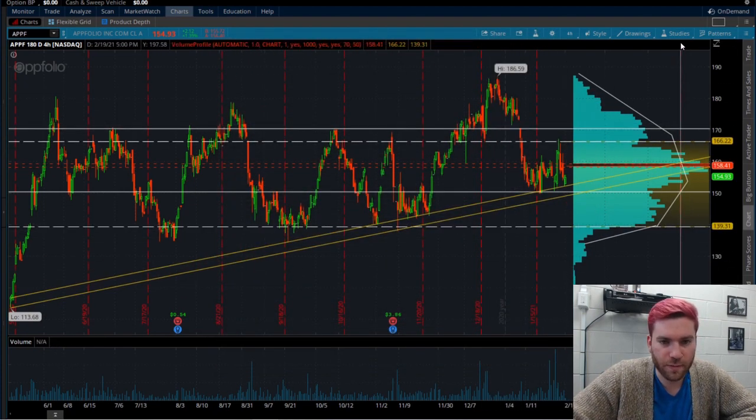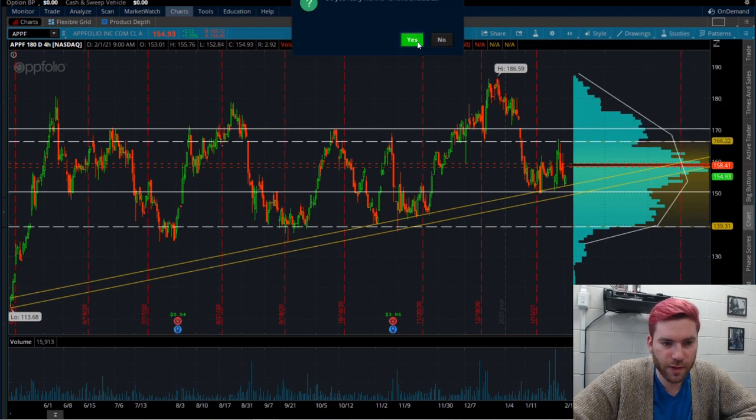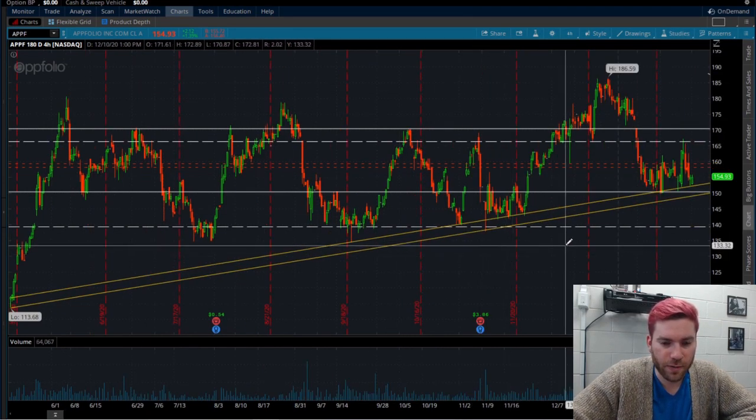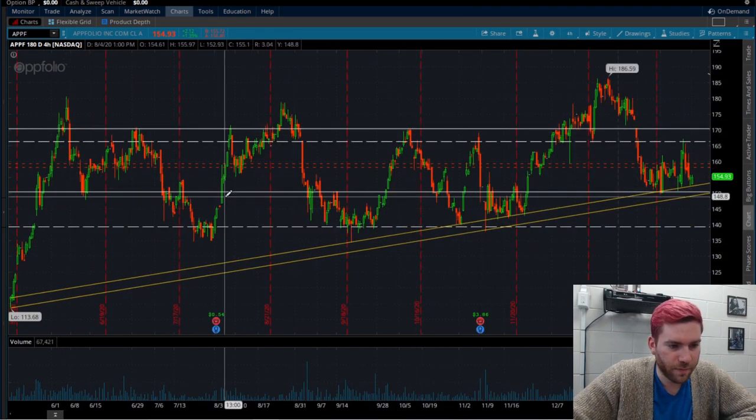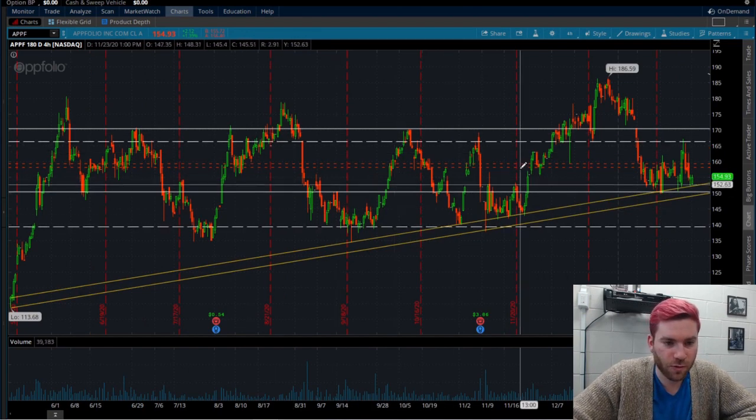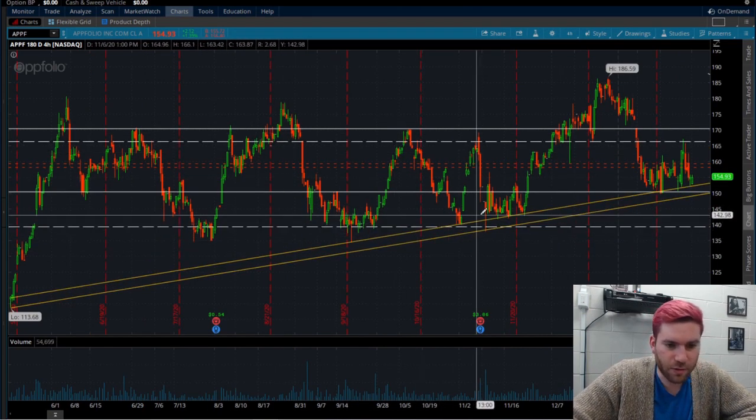You have all your volume profile on here. Let's remove that study because we have it all drawn out. We know it's a D. And now we can see our volume area. This is definitely looking like a channel, of course, right? But again, you have higher lows across the board.